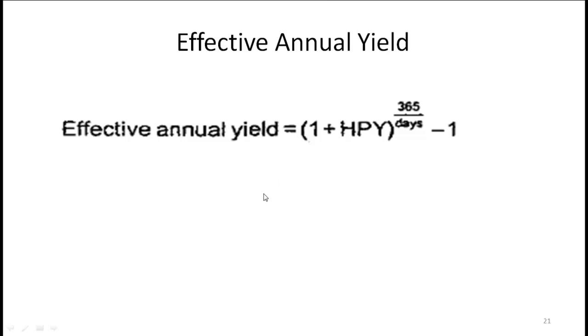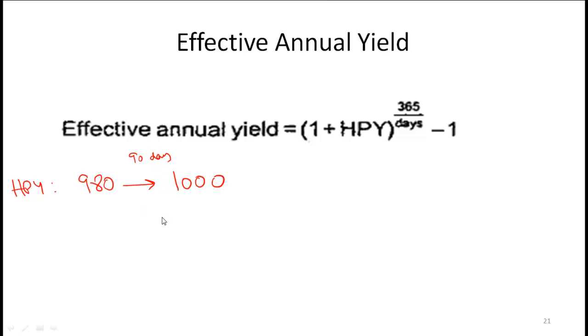Effective annual yield again. If we continue with our example, let's go back and make sure we know the holding period yield, and we can then calculate the effective annual yield. If you recall, we had a T-bill that was priced at 980, with a face value of 1000, and this was a 90-day T-bill. So what's our holding period yield?